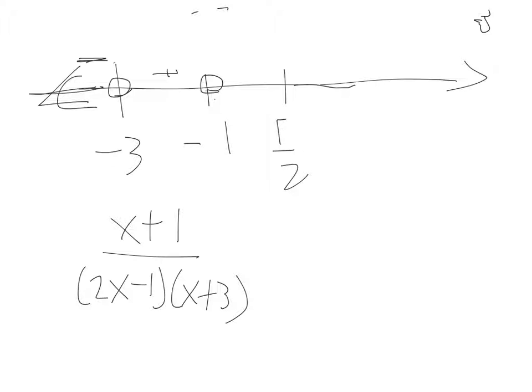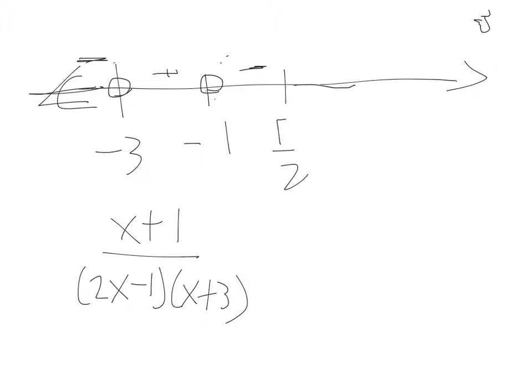And from -1 to +1/2, pick any number between -1 and +1/2, say 0. 0 plus 1 is 1, so you have a positive number on top, on the numerator. If you plug in 0, you'd have negative, because 2 times 0 is 0, minus 1 is -1, and then 0 plus 3 is positive 3, so it's positive. So you end up with a positive over a negative, which means it's below the x-axis from -1 to 1/2.